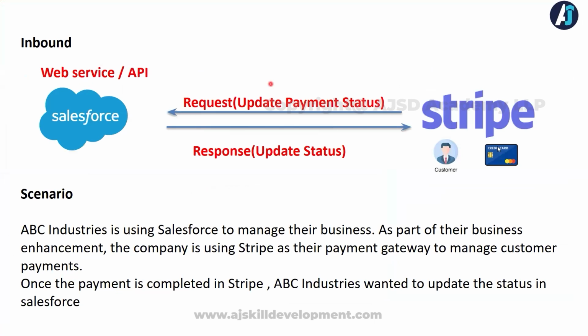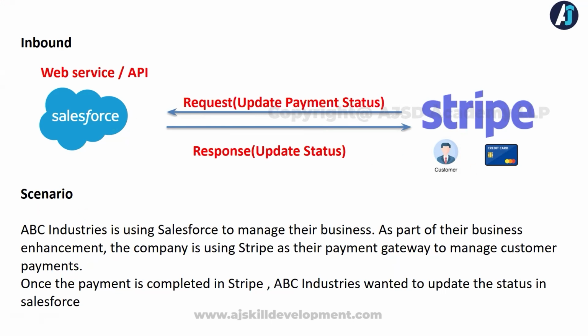So in the inbound integration, the customer is making a payment in Stripe, and once the payment is completed, Stripe is going to send the status to Salesforce. Salesforce will update, and the updated status will send a response back to Stripe. This is what was explained in the scenario.